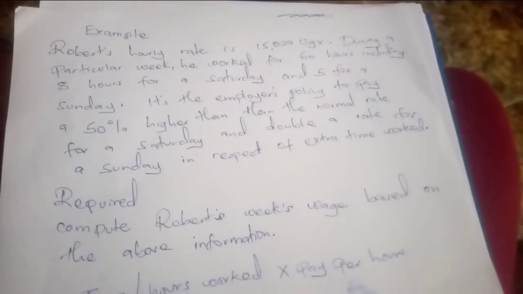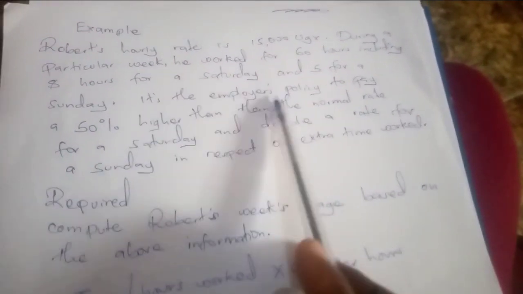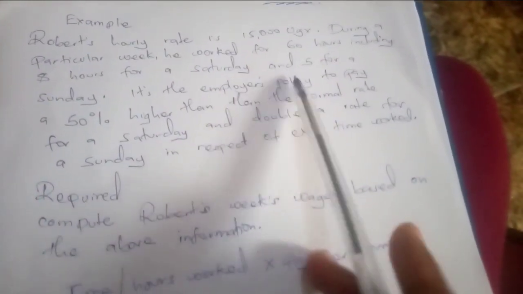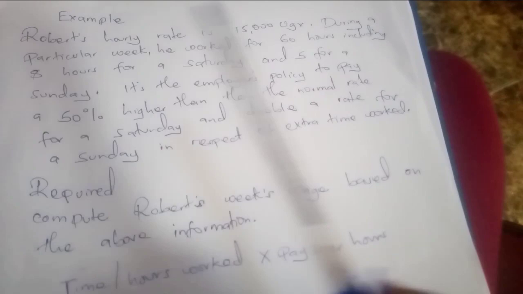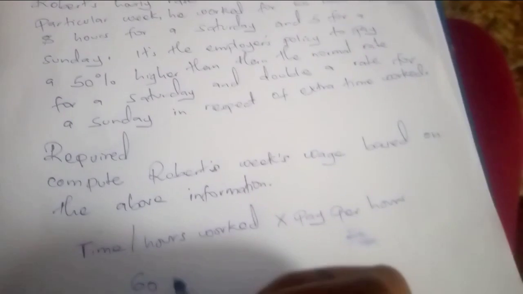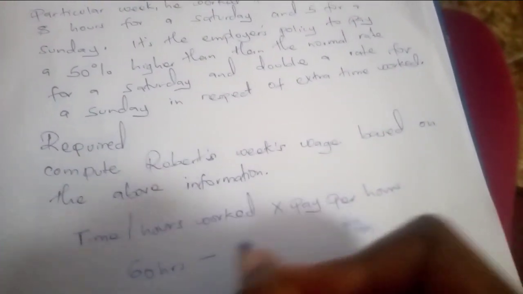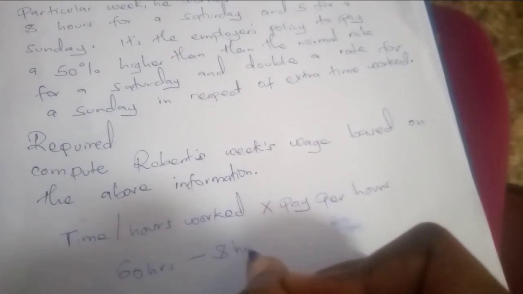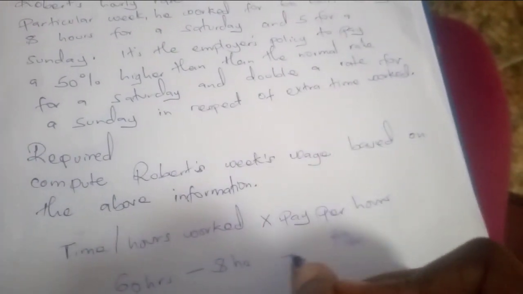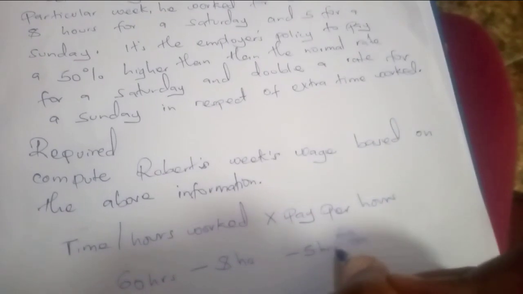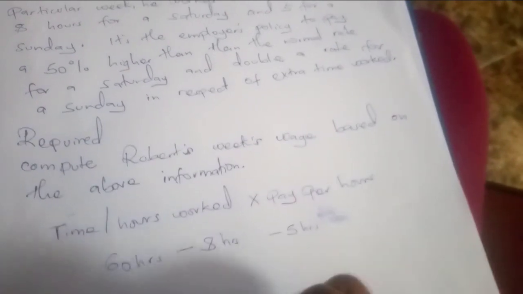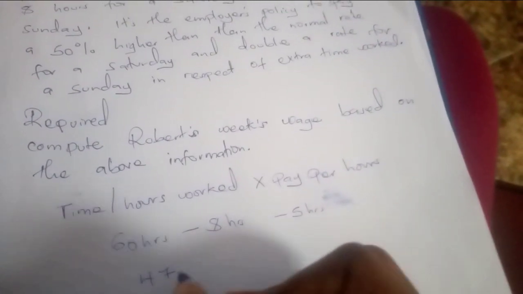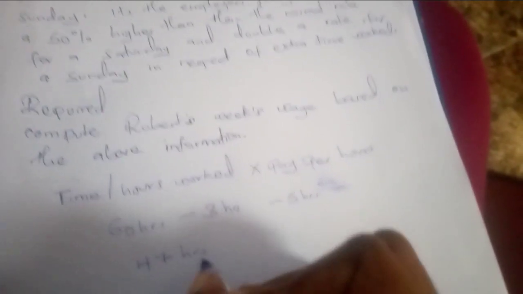So here they have told us that Robert was being paid 15,000 per hour, and during a particular week he worked for 60 hours, but 8 of the 60 hours were for a Saturday, then 5 of them were for a Sunday. So we are going to first get the 60 hours, we subtract the 8 hours for a Saturday, then we also subtract the 5 hours for a Sunday, and what we get will be 47 hours, and these are the number of hours he worked during the week.